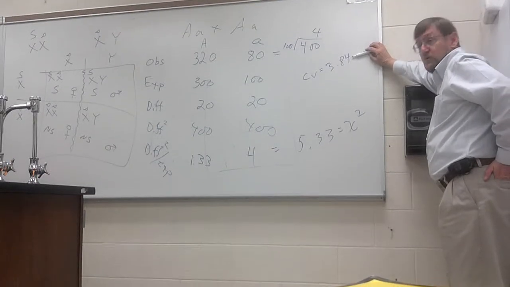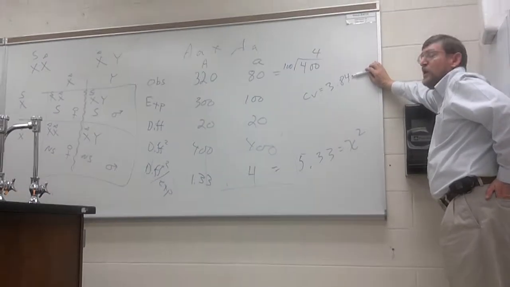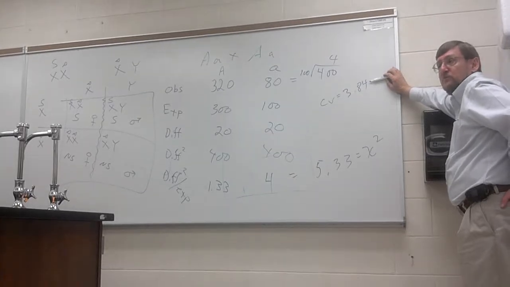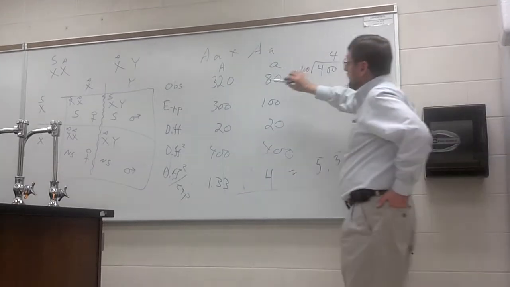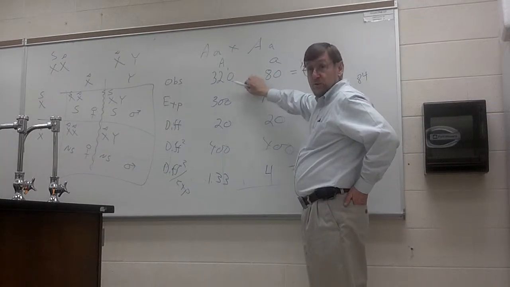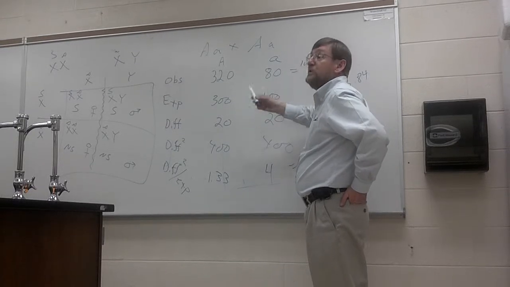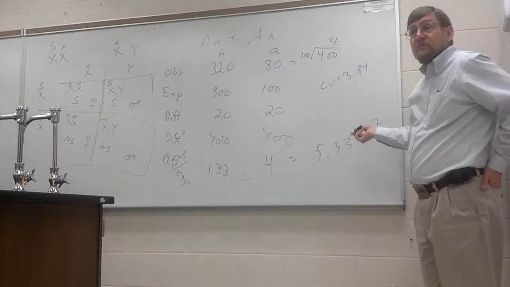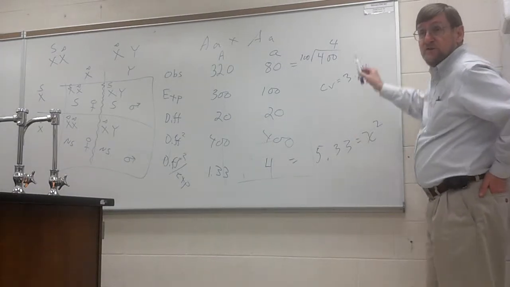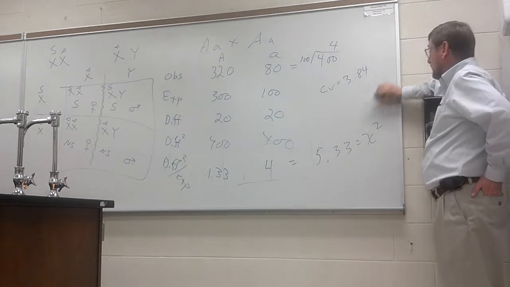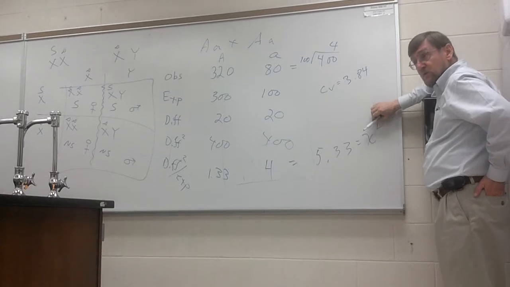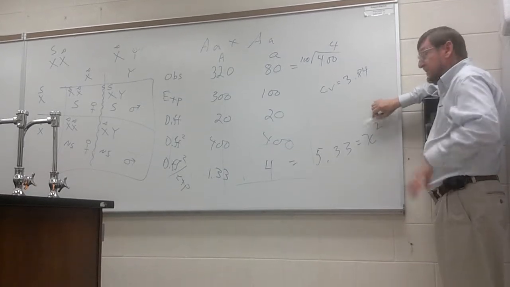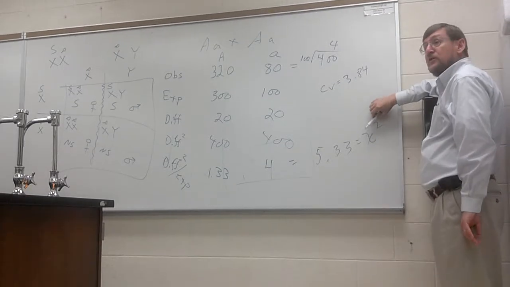Bigger than the critical value. This is how far you can be off. I mean, you can be off a little bit by chance. If your observed was 300 and 100, it would be a perfect 3-to-1 ratio, and your chi-squared value would be 0. So if it's a perfect ratio, chi-squared is 0. The further off it is, the higher the chi-squared value is.